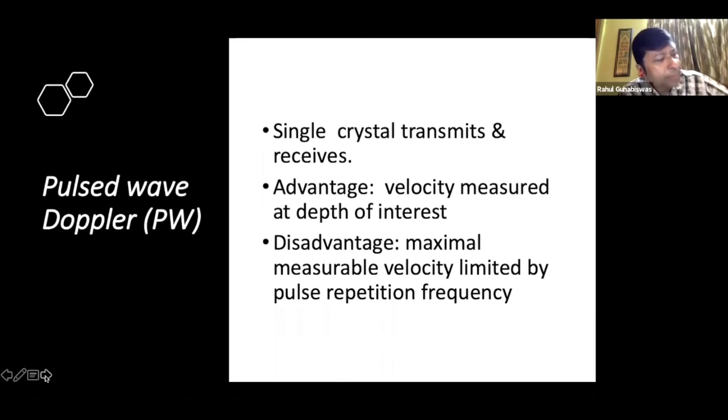In the other Doppler modality called pulse wave Doppler, a single crystal is used to both transmit ultrasound wave and receive the reflected wave. Here, there is no range ambiguity, but the maximum blood velocity that can be measured is limited by the time needed by the sound wave to travel to the depth of interest and return to the receiver, which is known as the pulse repetition frequency.